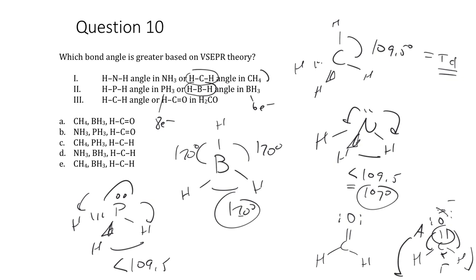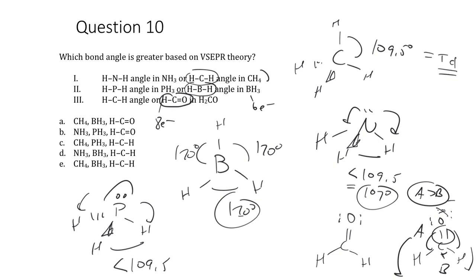If we look at angle A versus B, angle A should be a little bit greater than angle B, just because we have more electrons in that double bond repelling the single bonds closer together. To be honest, I doubt they would ask this on the test. This is a pretty tricky question, but we will talk about this in lecture this week. So the HCO angle should be a little bit greater than the HCH angle.